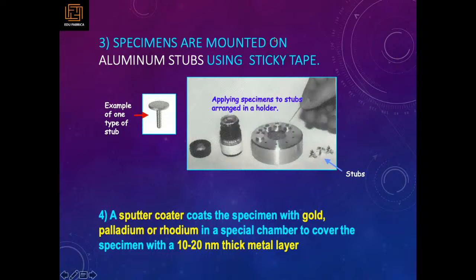Specimens then are mounted on the aluminium stubs using sticky tape. So this is how the stubs look. This is one of the stubs, like a nail with a round top. We arrange the specimens on stubs in a holder. There's a holder, we put these stubs there, and on the top we put our sample. With the sputter coater, we coat our specimens with either gold, palladium, or rhodium in a special chamber to cover the specimens with a 10 to 20 nanometer thick metal layer.